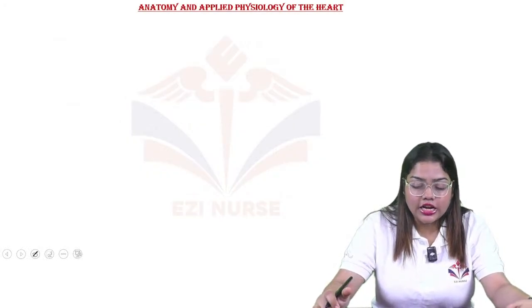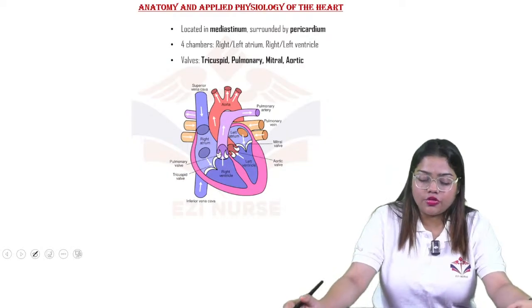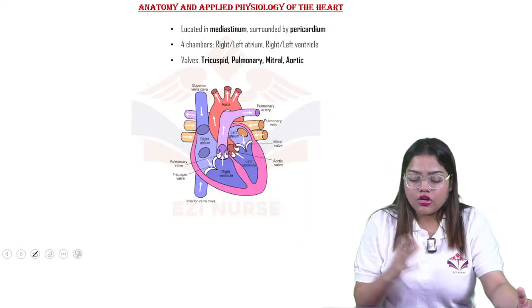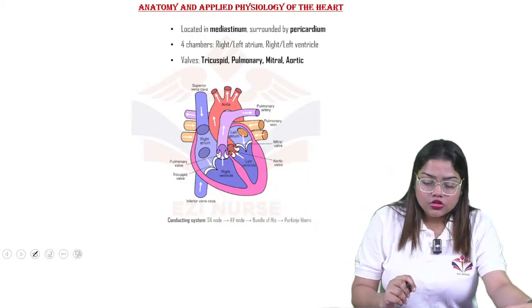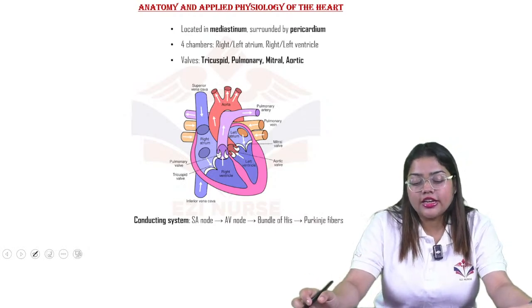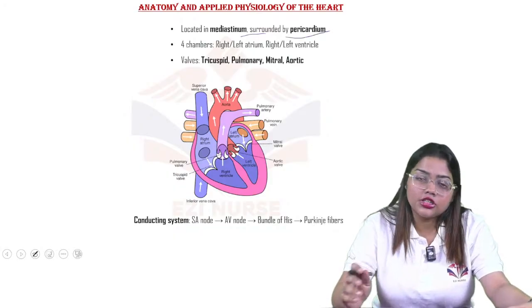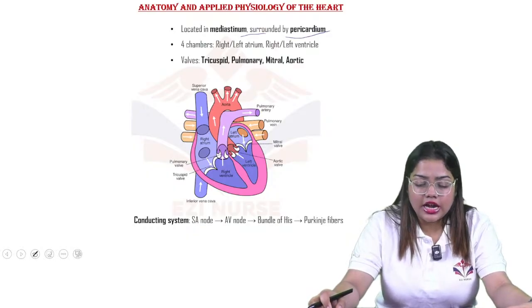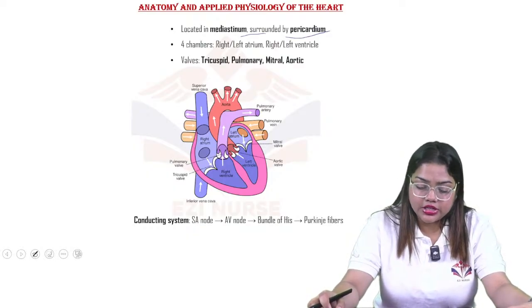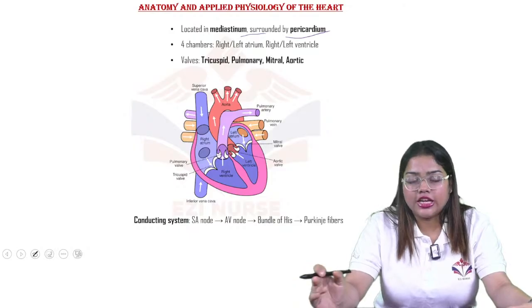Next we will move on to the anatomy and physiology of heart. So we have seen how heart is functioning. We have known what are the parts of heart. So you will see here, it is located in the mid sternum, surrounded by the pericardium. What is pericardium? It is a protective layer. It has 4 chambers, right and left atrium, right and left ventricle. It has 4 valves: tricuspid, pulmonary, aortic and mitral valve.